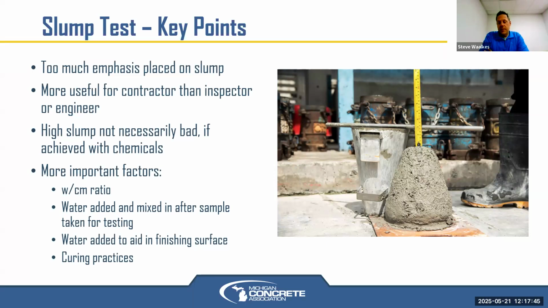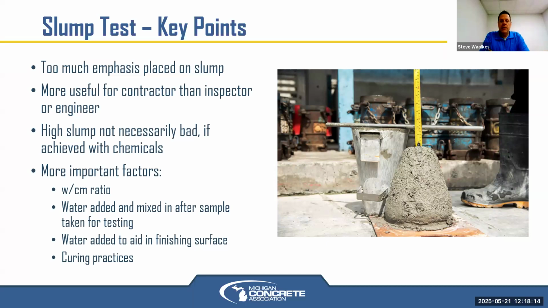Nowadays, with the use of chemical admixtures, you can have a slump within the desired or specified range, yet it be bad concrete. And you could have a slump that's outside of the range you wanted, yet it still be much better concrete. If everything is held constant, yes, slump can be a measure of how much additional water made it into that batch or got held out of that batch.